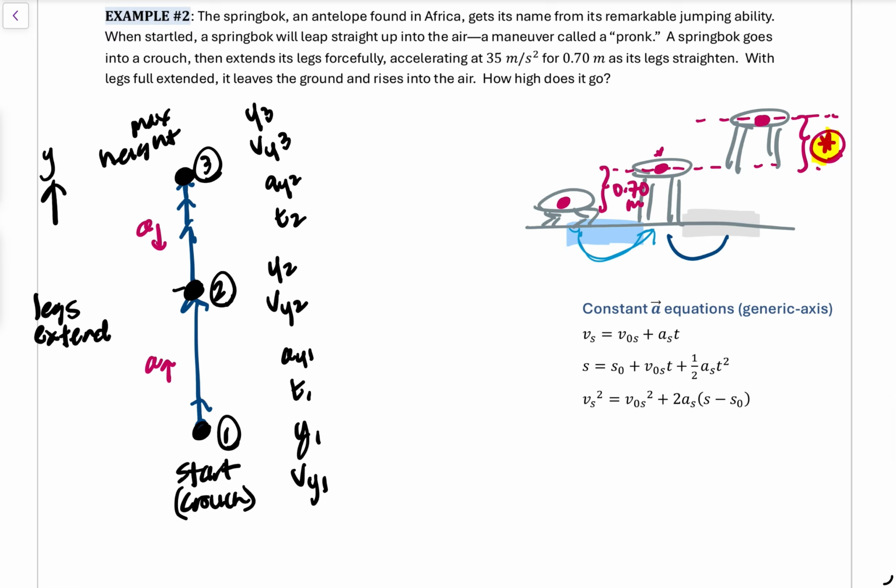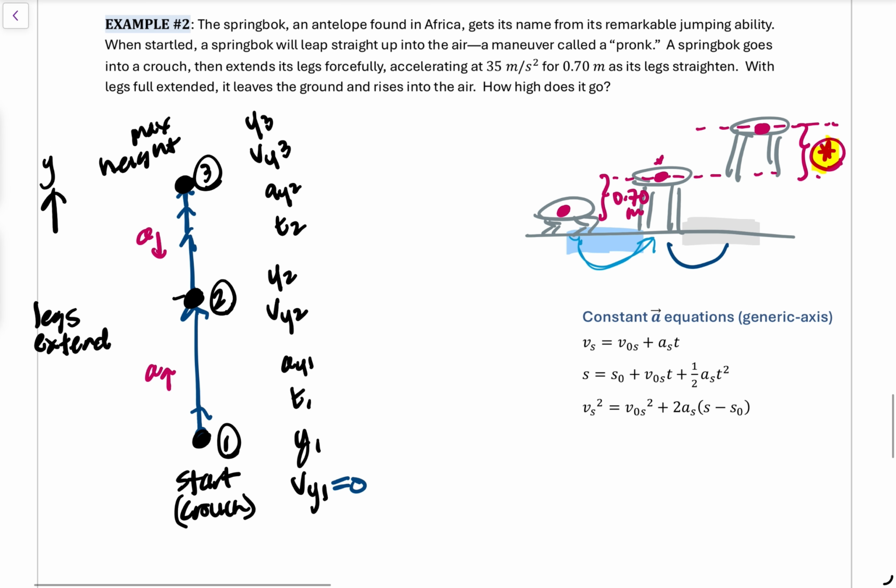All right, let's go ahead and just start plugging in everything we know. So we're starting at rest, so I'll go ahead and do that one is 0. I'm not going to set y1 to 0. So coming back to this piece here, I'm going to set my 0 here at the position where we're going to leave the ground. So I'm going to set my y2 actually at 0. And if this is my 0, then that means this starting point has to be negative, right? If this is the 0, these are positive numbers. These are going to be negative numbers. So this one here needs to be negative 0.70 meters.